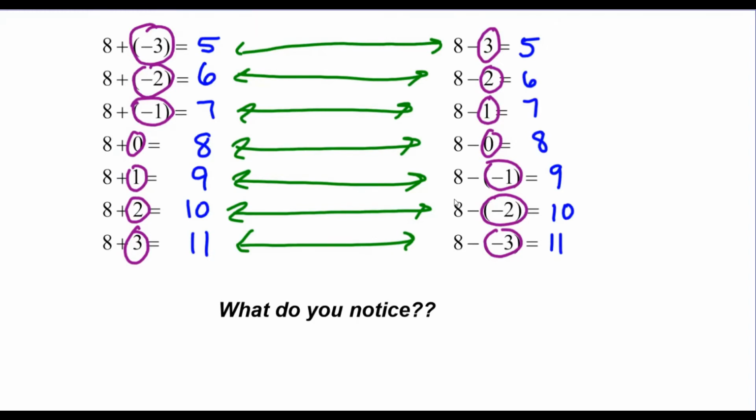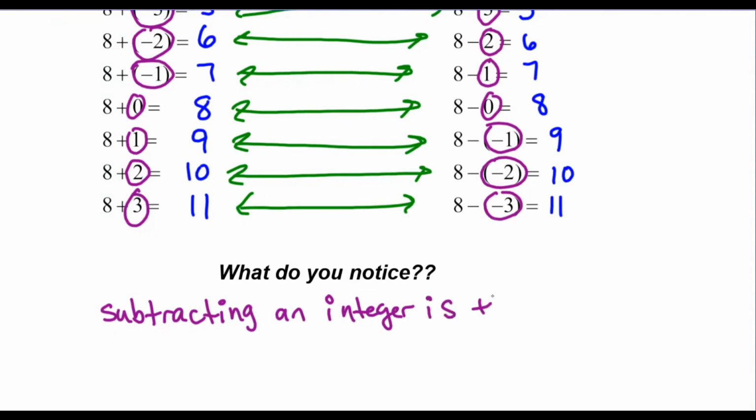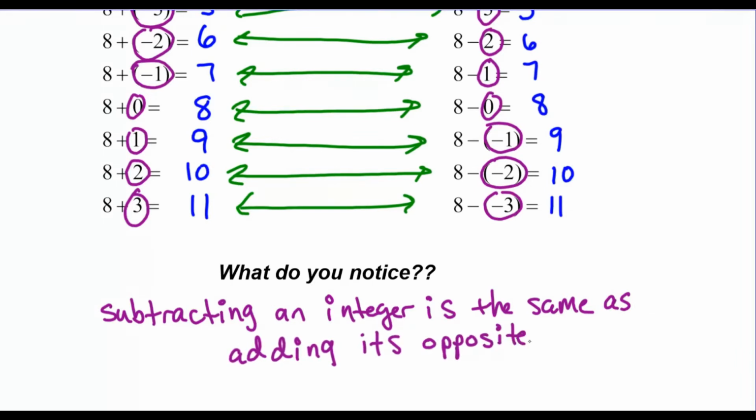So what we can notice is this simple fact: subtracting an integer is the same as adding its opposite, or its additive inverse. Okay, so if we can turn a subtraction problem into its equivalent addition problem, then we only need to remember how to add numbers together to do subtraction.